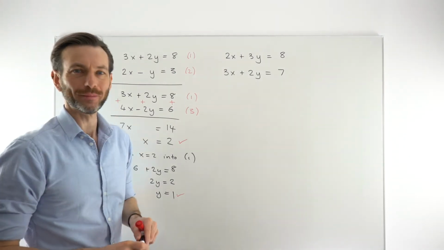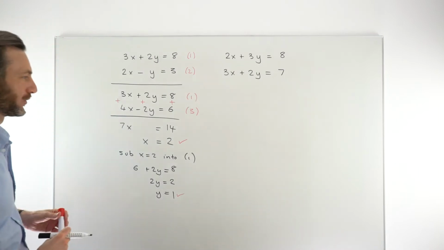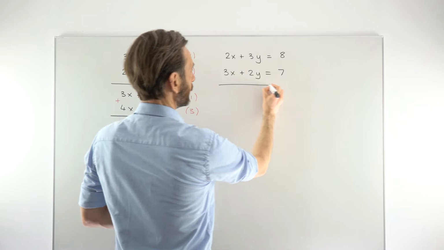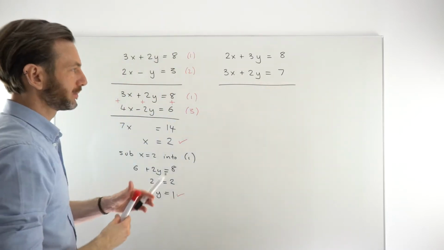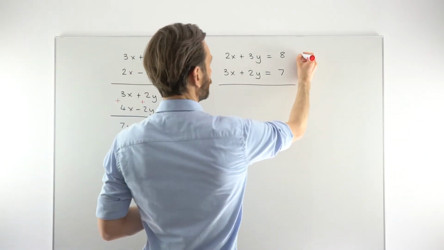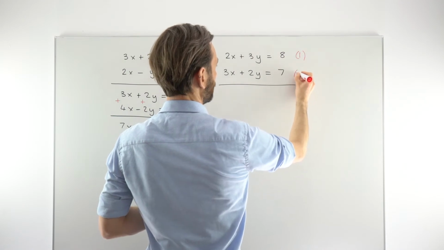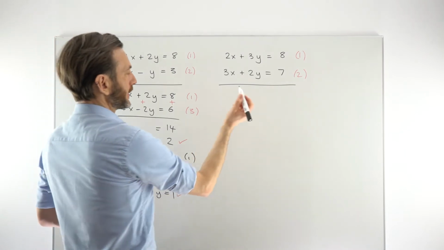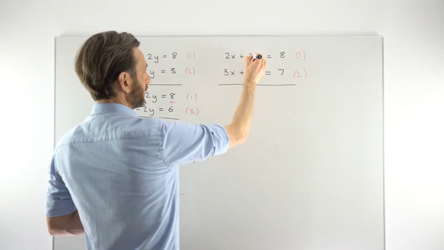Okay, so hopefully that made sense. It is a little strange, this technique at first, so we're just moving on to the next example, just to reinforce what we're doing here. So again, we'll start by labeling these equation 1 and equation 2. So scanning across this time, nothing's matched up. So we've got a 2 and a 3 and a 3 and a 2.